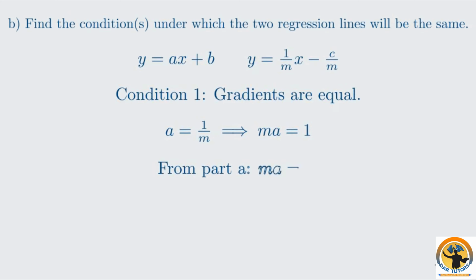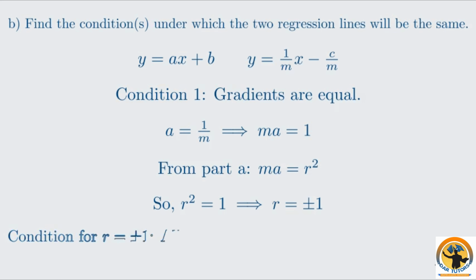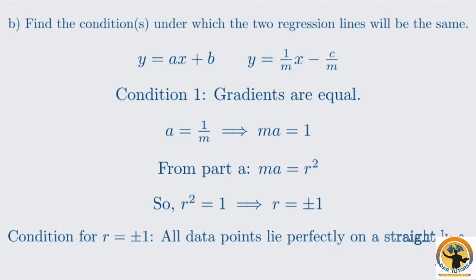From part A, we know that ma equals r squared. So our condition becomes r squared equals 1. This is a profound result. The two regression lines are the same if and only if the absolute value of the correlation coefficient is 1. What does r equals plus or minus 1 mean? It means all the data points lie perfectly on a straight line. There is no scatter at all. In this perfect noise-free scenario, there are no errors to minimize, so both methods of regression yield the same unique line.